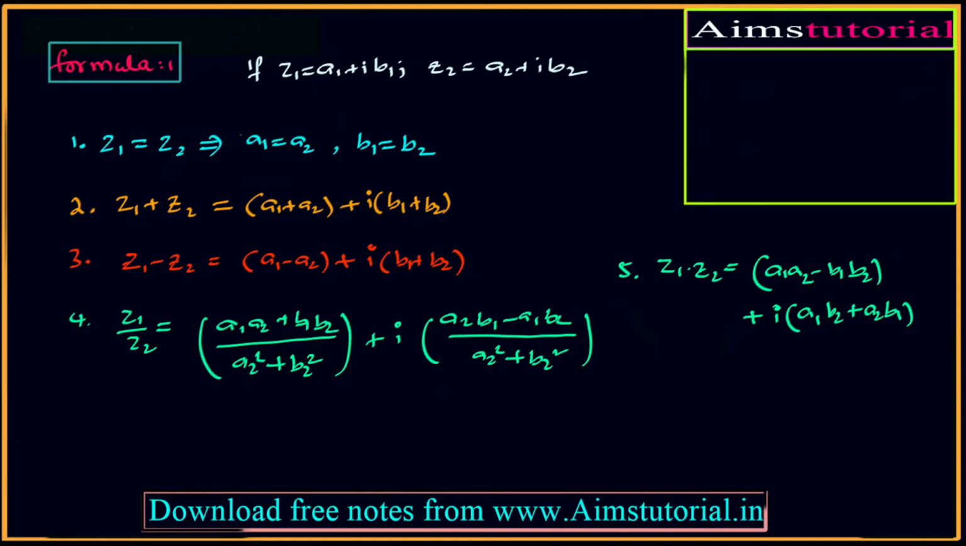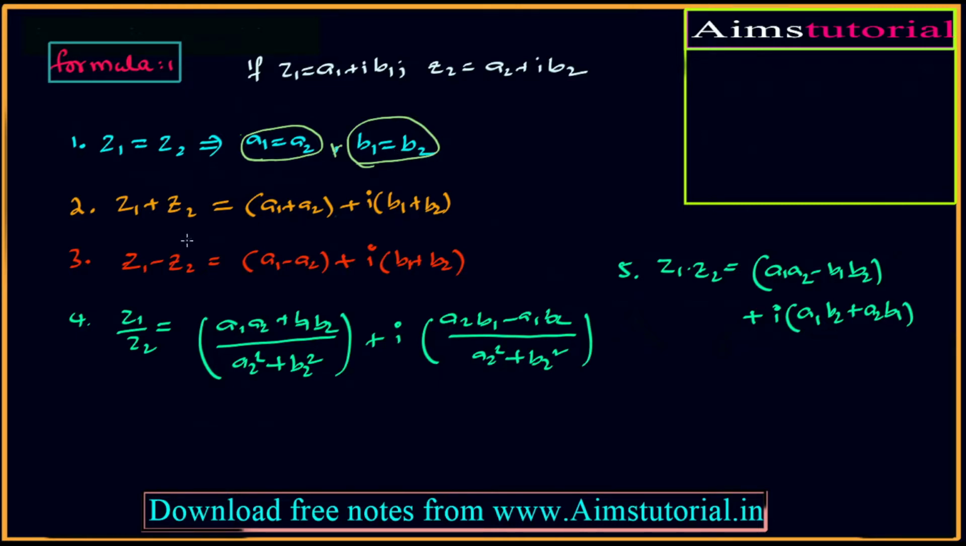Now a few basic properties of complex numbers. If z1 equals a1 plus i b1, z2 equals a2 plus i b2. The first property: if z1 equals z2, that is, if two complex numbers are equal, both have the same real part as well as the same imaginary part. So a1 equals a2 and b1 equals b2.